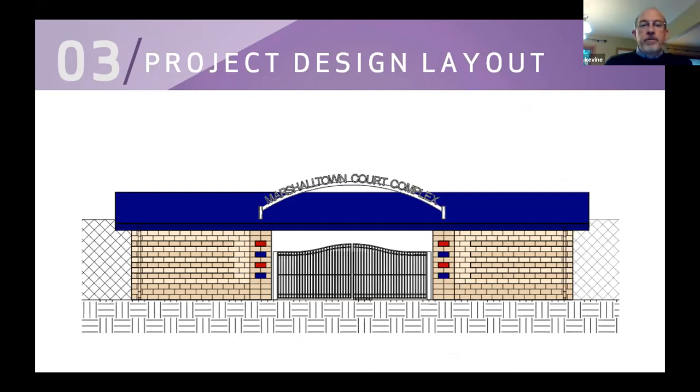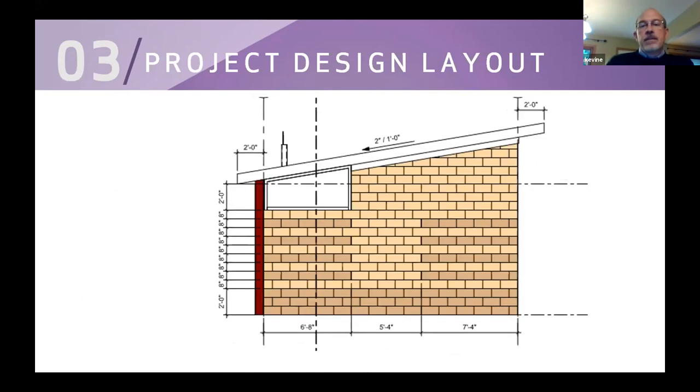And this is a view of the entry structure. Those are restrooms, men's and women's restrooms on either side, and the gateway, basically from the new parking lot into the complex. This is a side view of that same structure. So it'll have a slope roof on it.